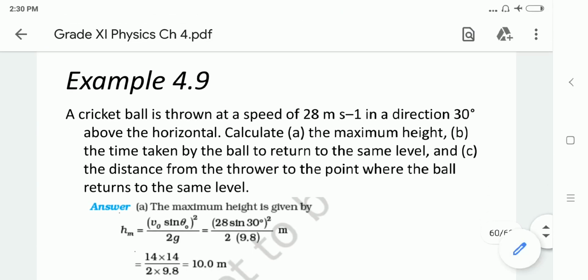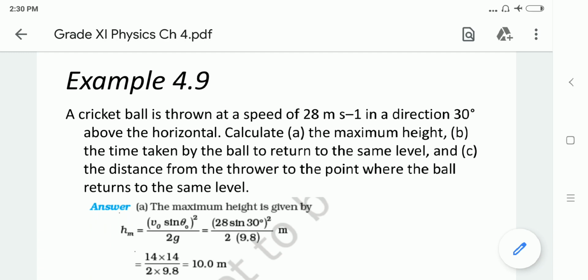Next example: a cricket ball is thrown at a speed of 28 meters per second in a direction 30 degrees above the horizontal. Calculate A, the maximum height, B, the time taken by the ball to return to the same level, C, the distance from the thrower to the point where the ball returns to the same level. So here three quantities are required: the maximum height, the required time, and the distance covered.